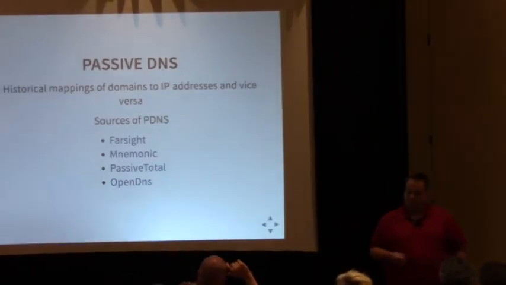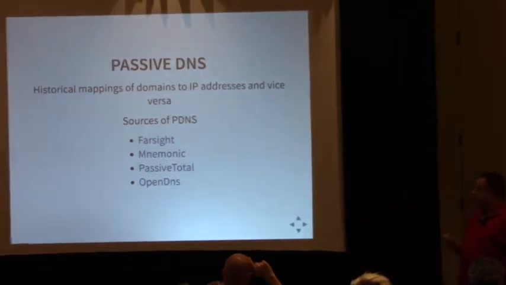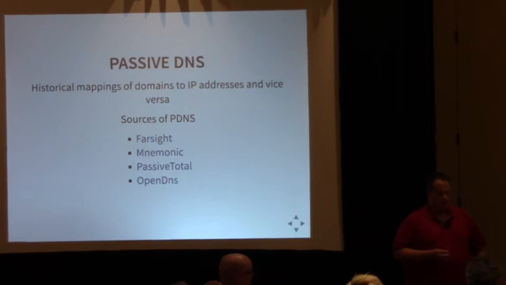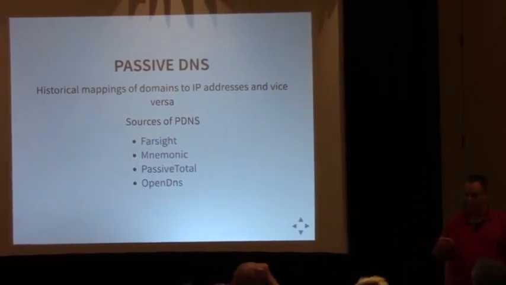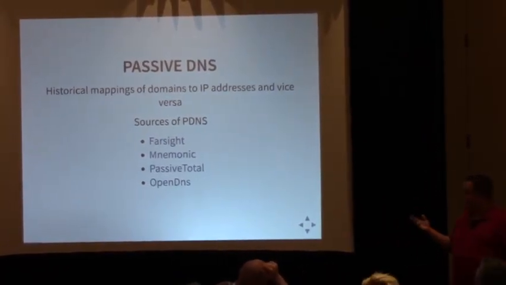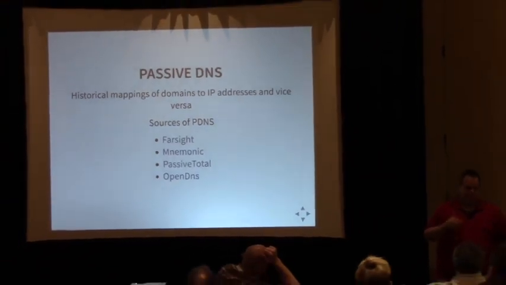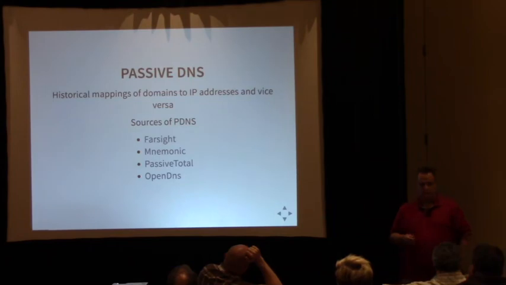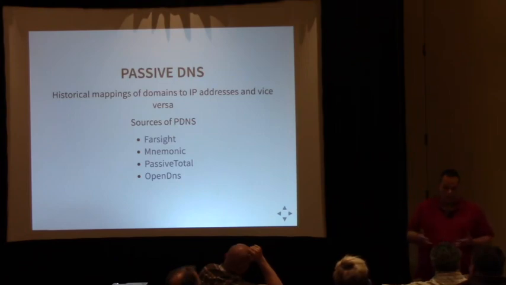I've listed here some sources for passive DNS. The first one's Farsight. They're probably the granddaddy of passive DNS. I actually believe Paul Vixie was one of the ones who wrote part of the spec for this whole idea about passive DNS. They have great data, it's just costly. Then there's Mnemonic. That's a group out of the EU. You can actually use their service. It's free. Then there's PassiveTotal.